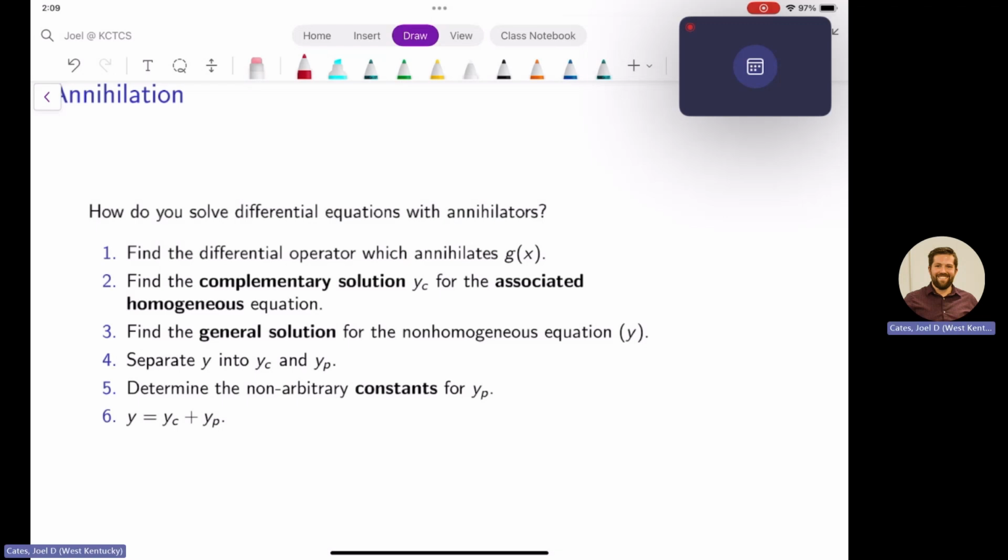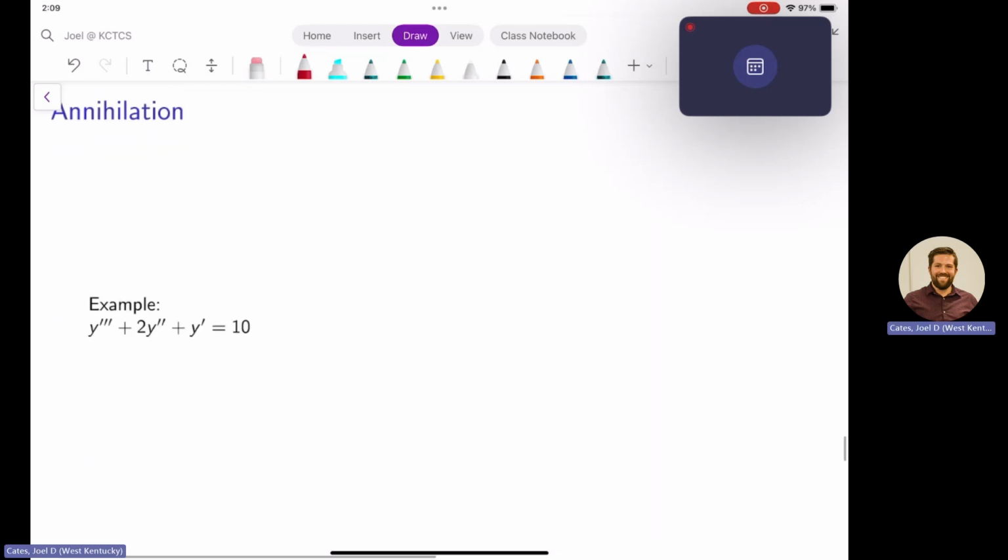What does this look like in practice? Well, let's take a look at an example. Actually, I believe I have 3. So let's start with the complementary solution. That complementary solution comes from having y triple prime plus 2y double prime plus y prime is equal to 0.